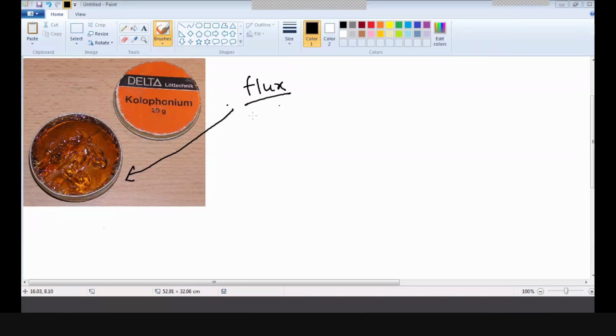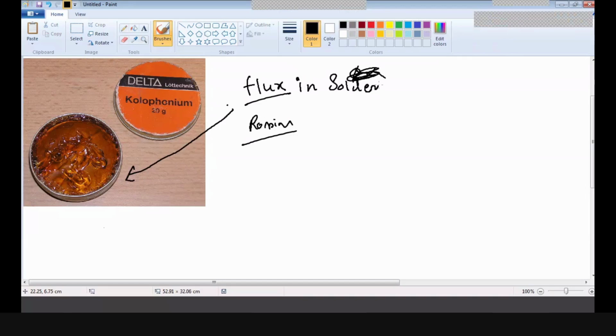So why is flux used in soldering? This is not electrical flux phi. It is not that. This is a material. This is a gel-type material. It's a rosin. So it is used in soldering. Why do we use it in soldering? We apply this flux to remove the oxidation of the surface, right?